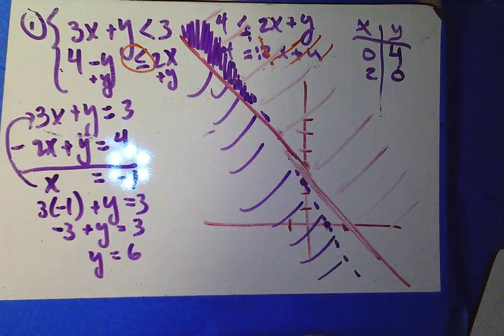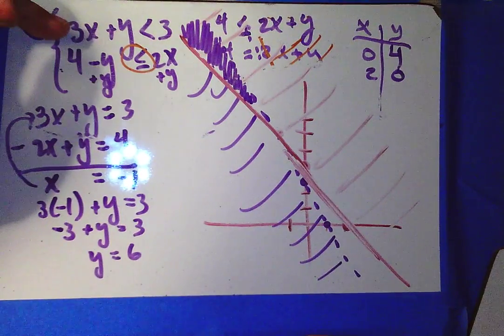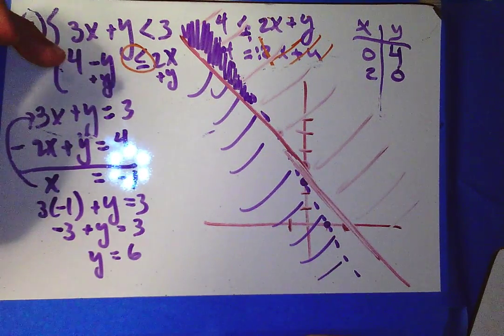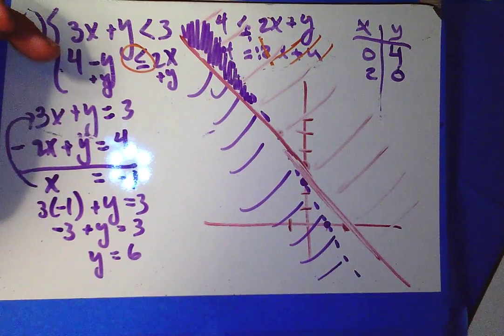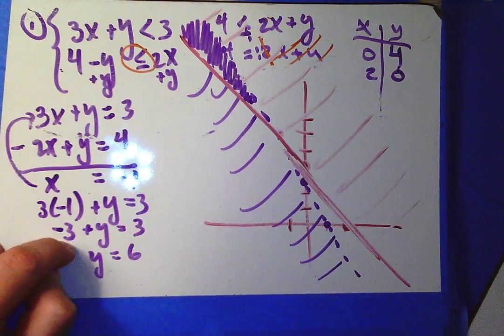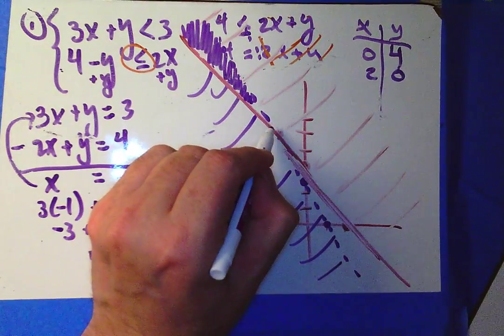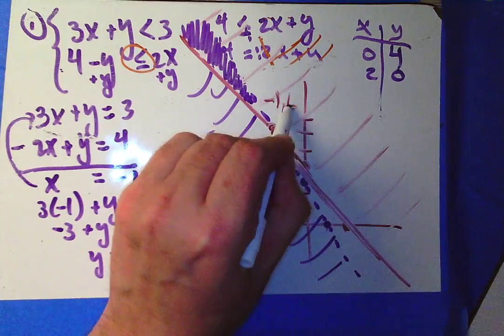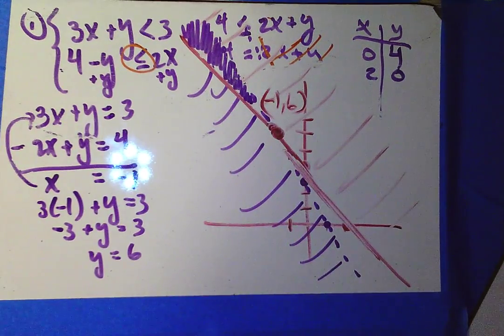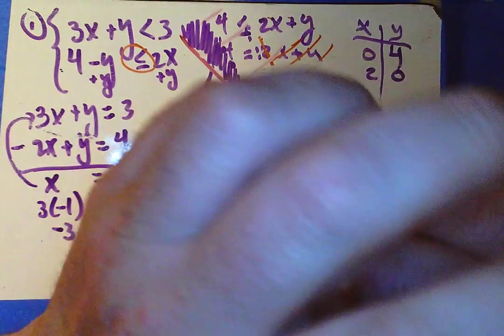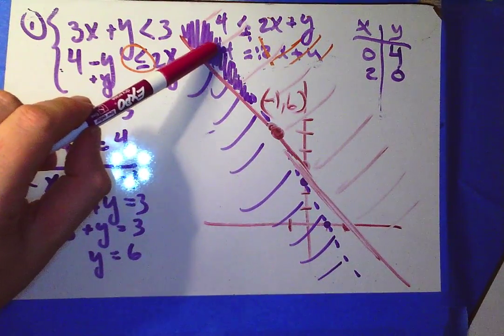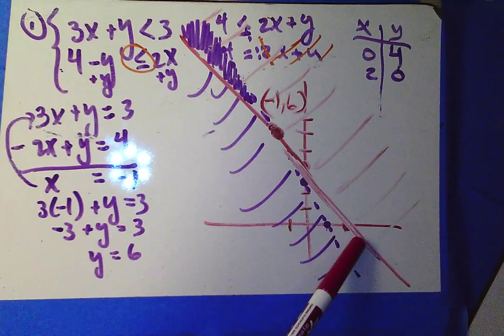So again, how did we do this problem? We graphed this inequality, we graphed this inequality, we made sure we had the shading correct on each, but then we looked for points of intersection, and I think we should label that point of intersection on the graph. That's negative 1, positive 6. Okay, we've got a point of intersection labeled there on the graph, and so we know that between these two, we have a solution. Not down here.